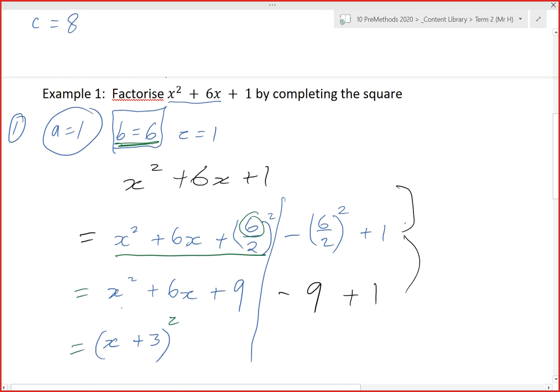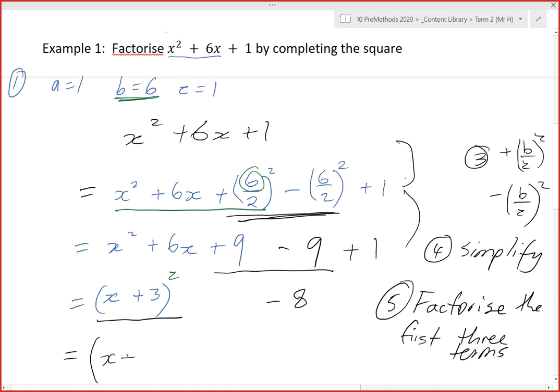I simplified the first 3 to this. I can now simplify, yep, minus 8. Very good. Okay, so now I have x plus 3 squared minus 8. Okay? Yeah, I'll write the general rule over here.